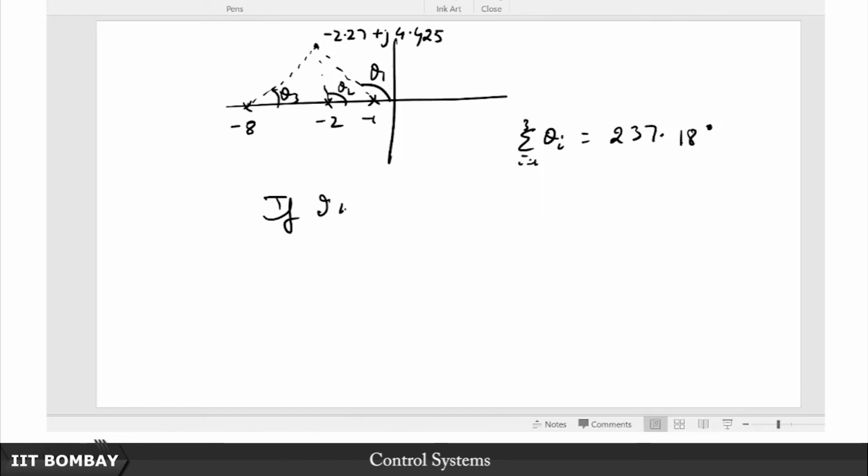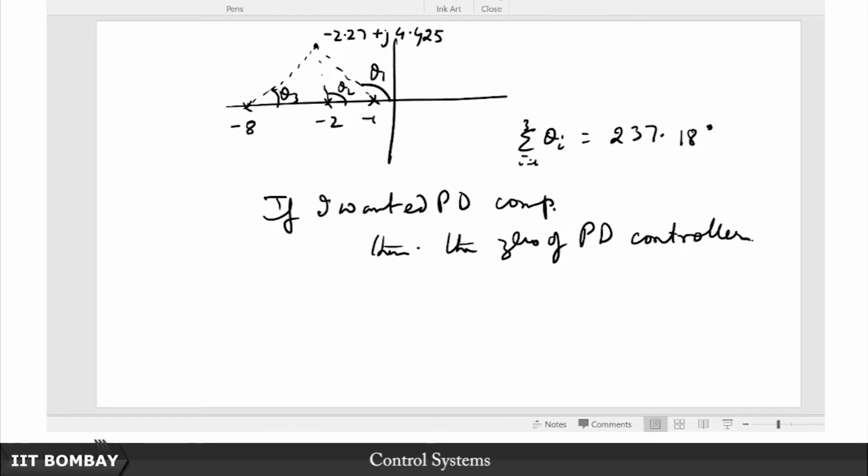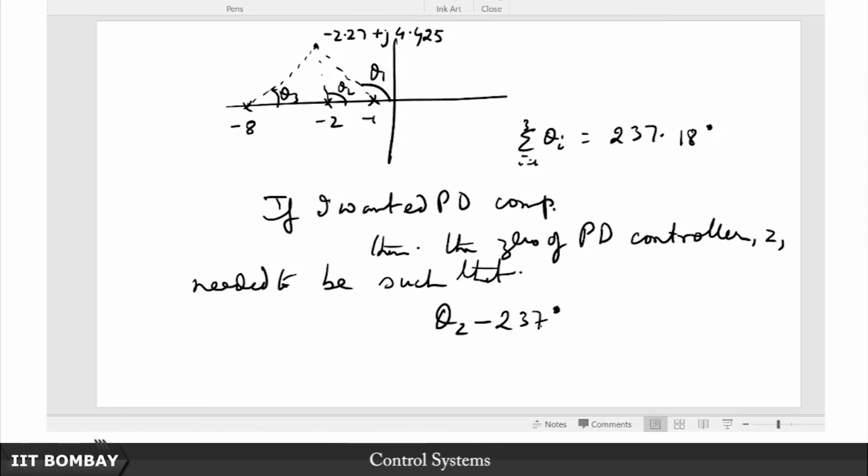So now if I want to place an extreme case, let's say I want to place this PD. If I wanted PD compensation, then the zero of the PD controller, say z, needed to be such that theta z minus 237 degrees. So theta z is basically, you place that z here somewhere and you look at this.